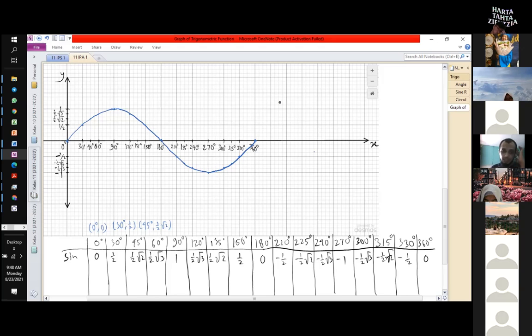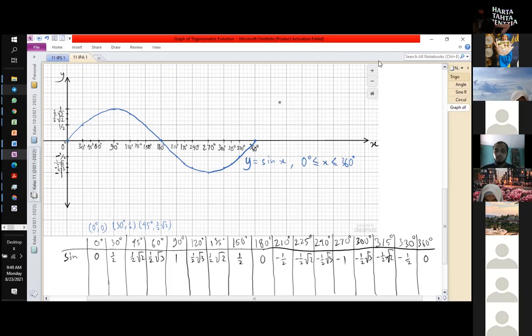Yeah, so the result should be something like this. So this is the graph of y equals sine of x. Okay, and in this case, we restrict the domain only from 0 to 360 degrees. So this is y equals sine of x for x between 0 and 360 degrees. Okay. So let's look at this graph.